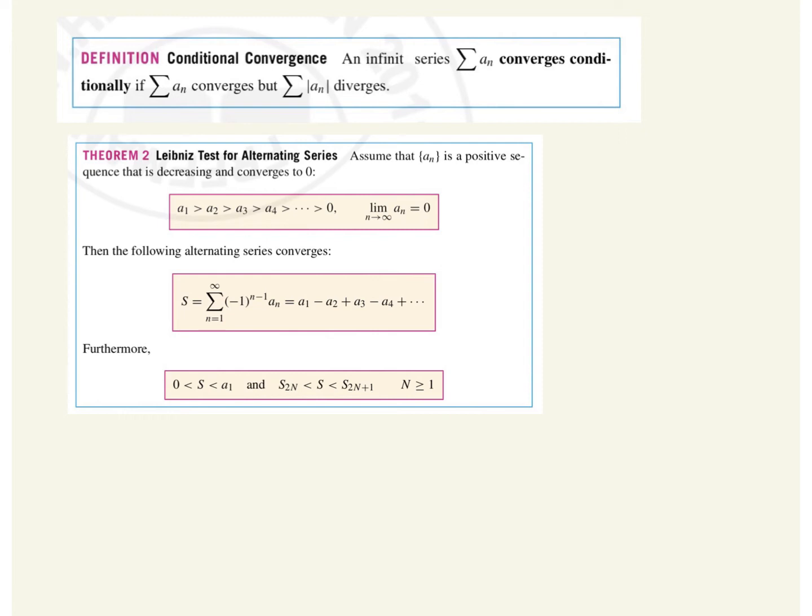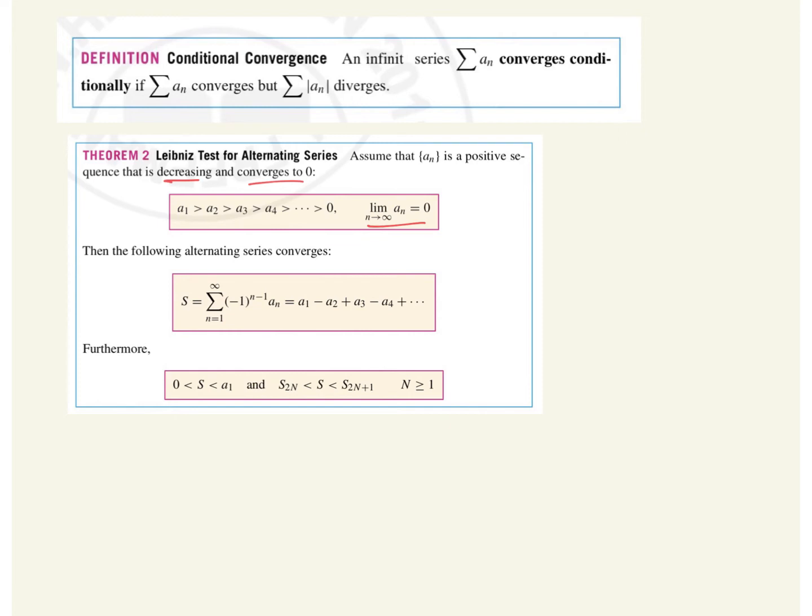And then we have this Leibniz test for alternating series. So if we're assuming that the sequence a sub n is a positive sequence that is decreasing and converges to 0, or in other words, the limit as n approaches infinity is 0, then the following alternating series would also converge. So if we just take that negative 1 to the n minus 1 power and put it in front of the a sub n, the decreasing sequence converging to 0, then we would have that the series also converges.